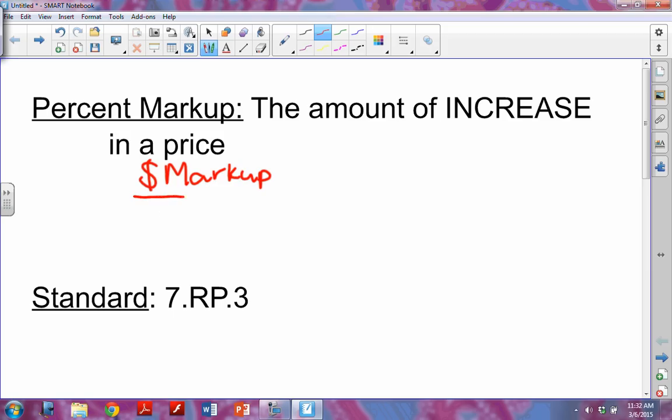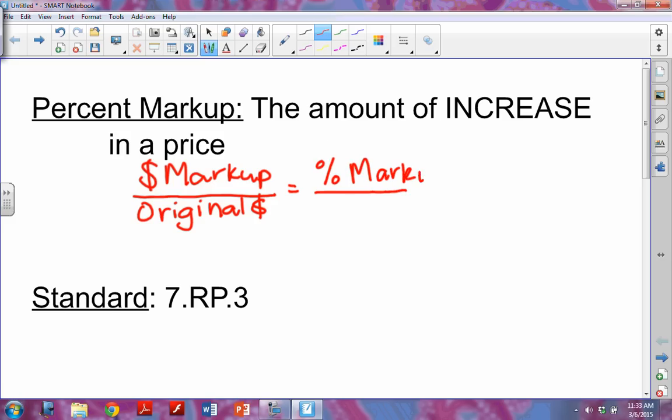It's still going to be over something, except here's where things change. It's going to be the money markup over what the original price was. Notice it's not 100 anymore. Don't worry, the percent comes back, over the percent markup. Here's where your 100% comes in. So remember, now the original price is shifted to over here. The 100% is now over here, but the 100% is always going to be given.